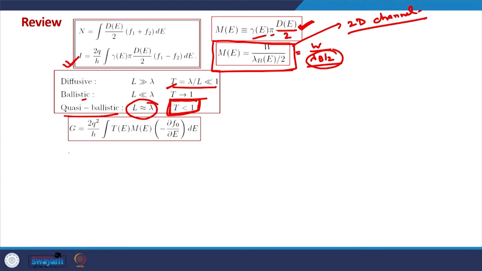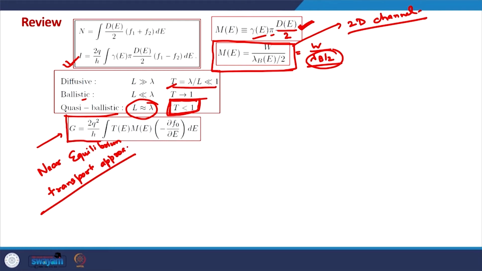Then from this, using the near equilibrium transport approximation, we could deduce that the conductance of the device is given by this expression. Conductance can be written as 2q square by h integration of TE ME, in the bracket we have minus del F naught by del E, times dE.